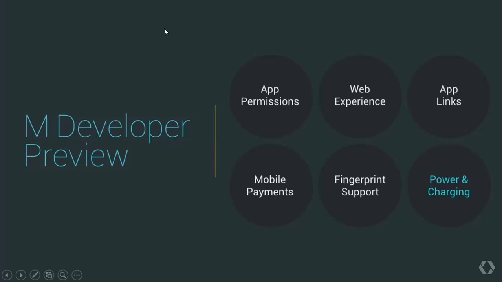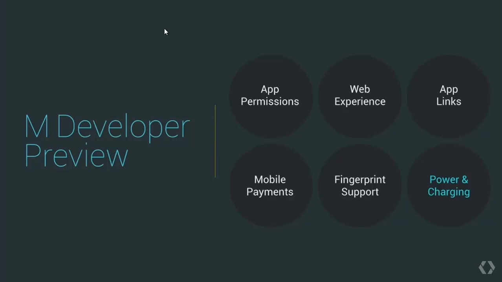So what they have done is, in Android M, they have made some drastic changes. Apart from fixing thousands of the bugs that were present in Android L and its previous versions, they have done some key changes to the app permission, web experience, app links, and mobile payment. They are introducing some new features like mobile payments, fingerprint support, and power and charging.